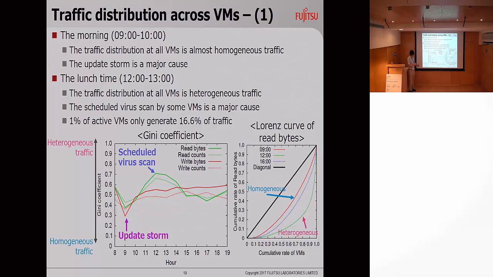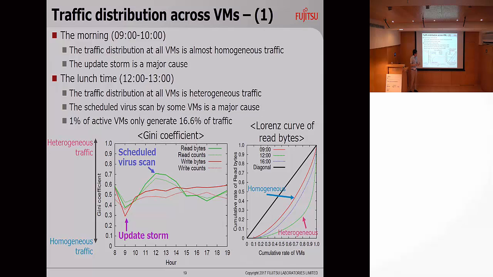Moreover, please look at this graph. This graph indicates the Lorenz curve of the read bytes. As I mentioned, the read bytes have the largest Gini coefficient. The red color indicates the morning, and the green color indicates lunch time. And the lunch time had the largest Gini coefficient, and we calculated 1% of active VMs.